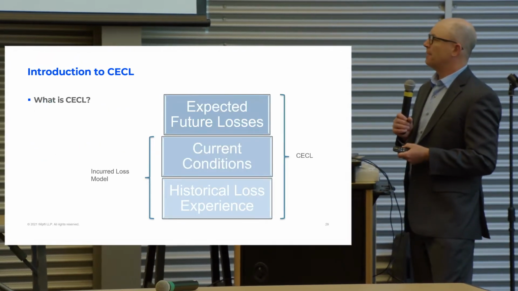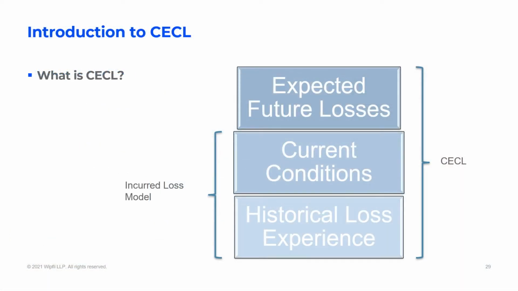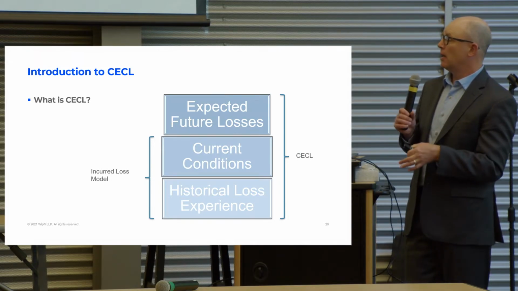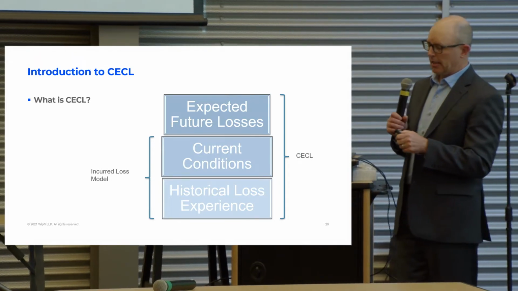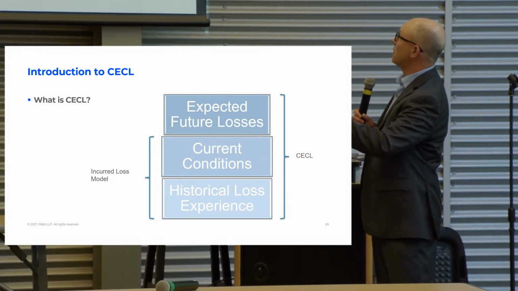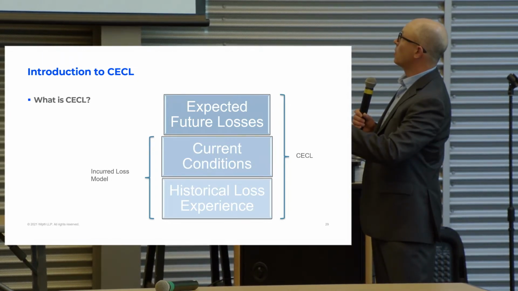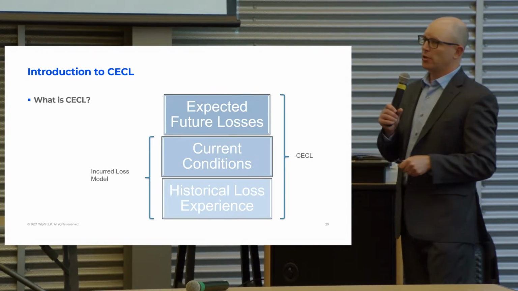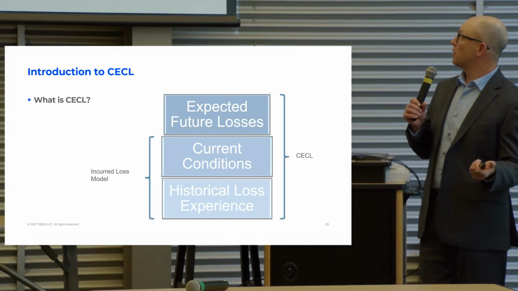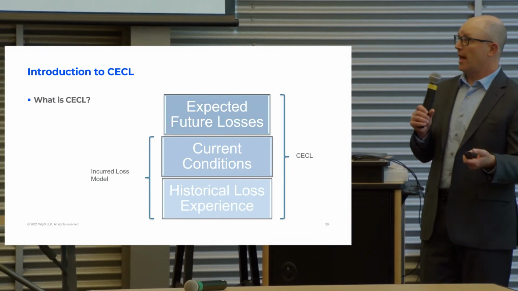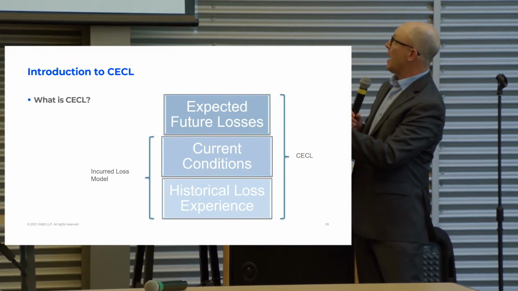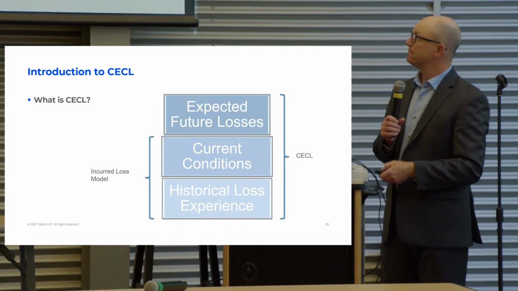So I think for me, when I was first learning about CECL, this slide right here is probably the most impactful in helping me understand and conceptualize it. Under the old GAAP, this is how we accounted for credit losses: current conditions plus historical loss experience. So we look at what our self-pay losses used to be and what they are now. Now we look at what our self-pay losses used to be, what they are now, and then what we expect for them to be in the future.